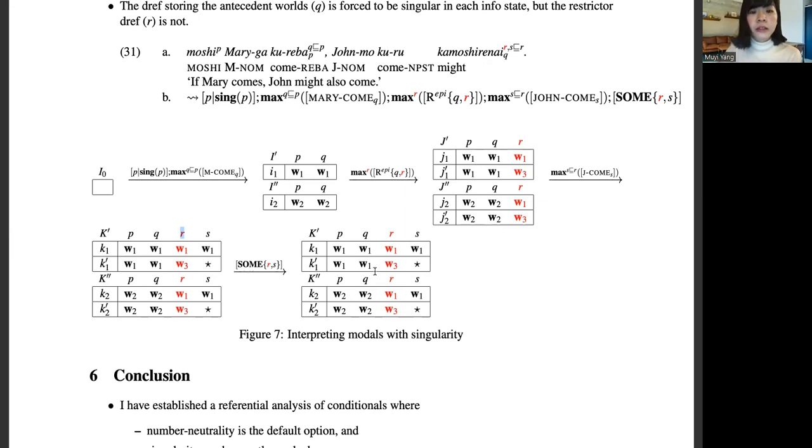And this is why the sentence is not bound to be false, because with respect to each information state, it is not bound to have a singleton restrictor. And that's the reason 31A can be interpreted unproblematically.